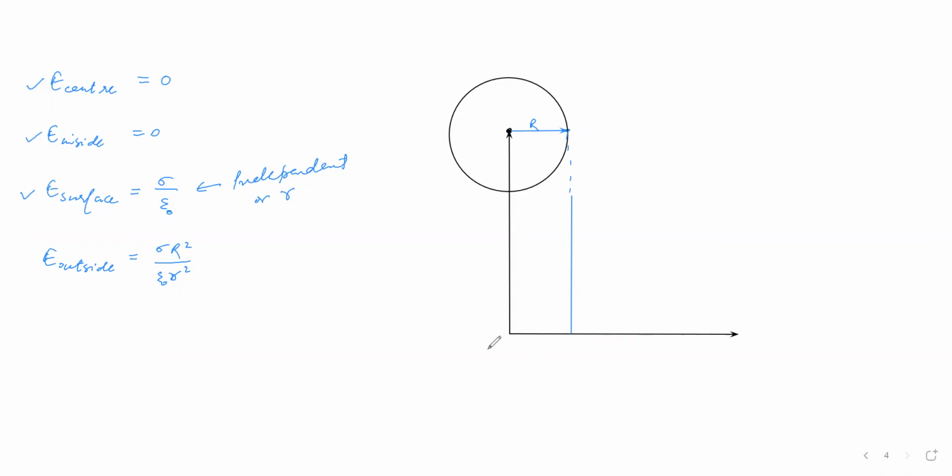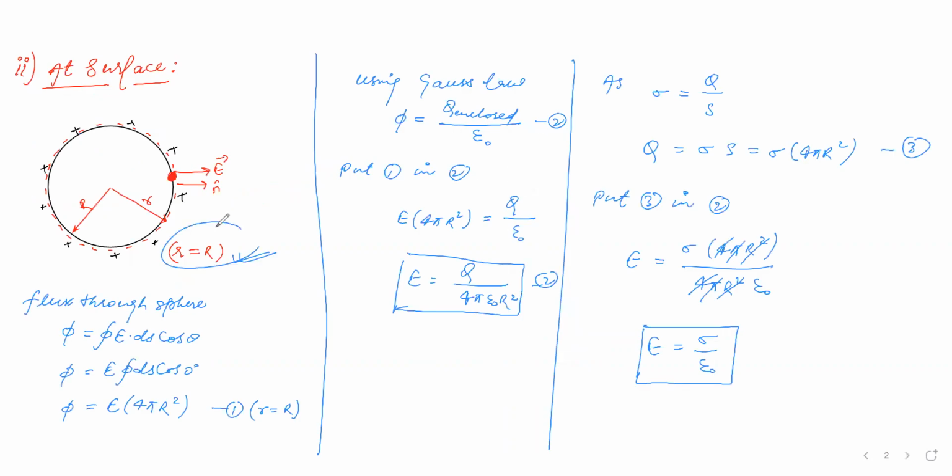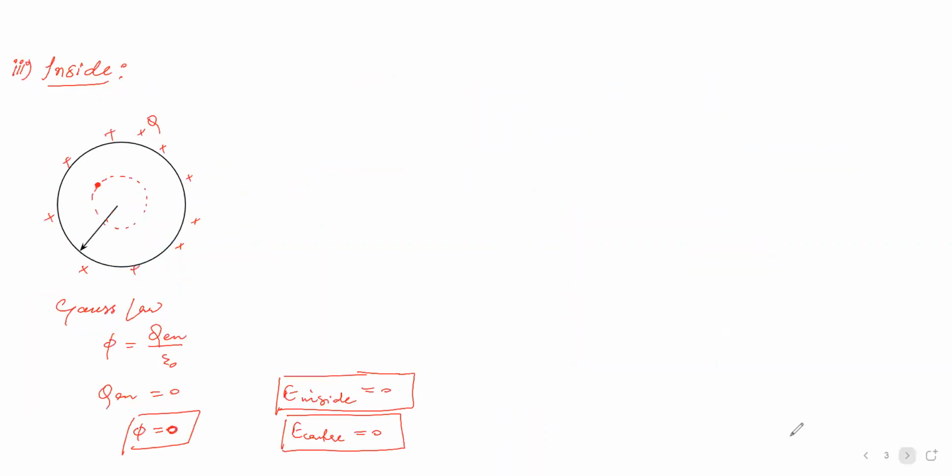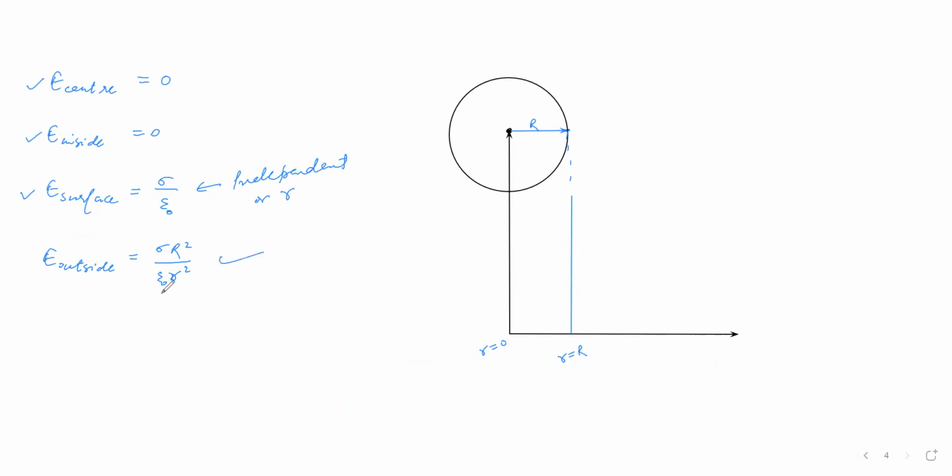Here, E at the center is 0. Here, your radius is 0, r is 0. And at this position, your r is capital R. For the condition of the E surface, we have taken small r equal to capital R. Do you remember it or not? Yes, sir.